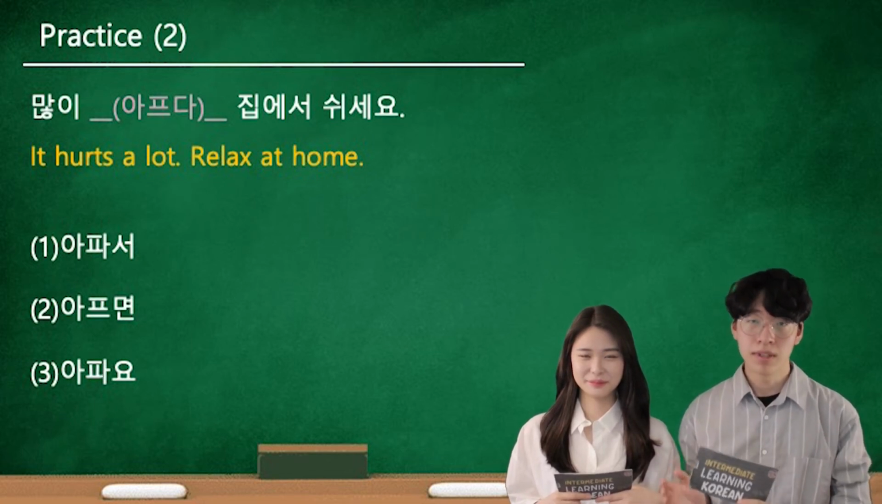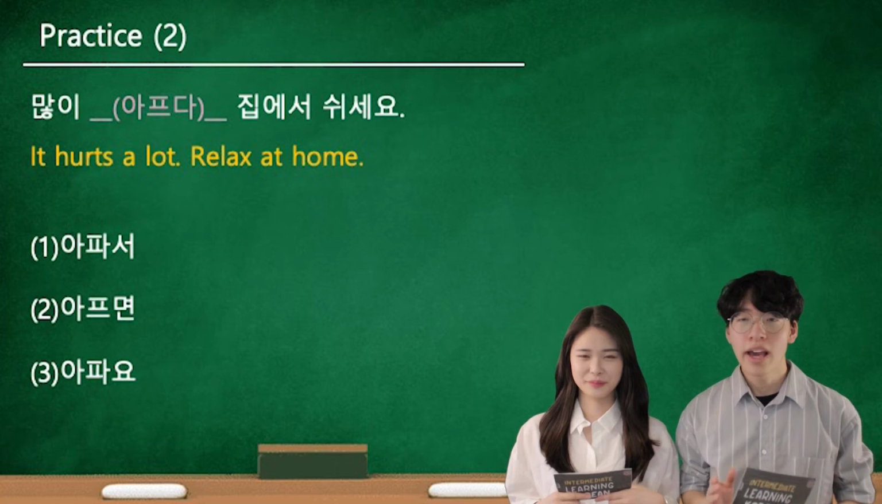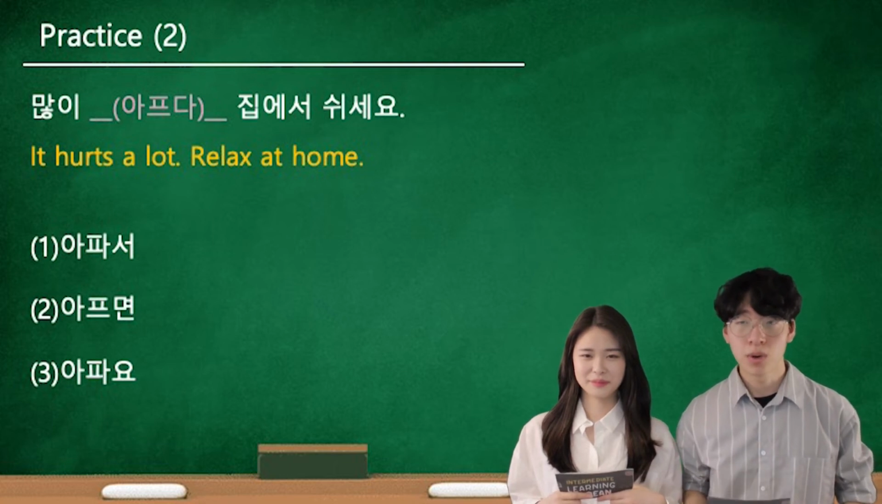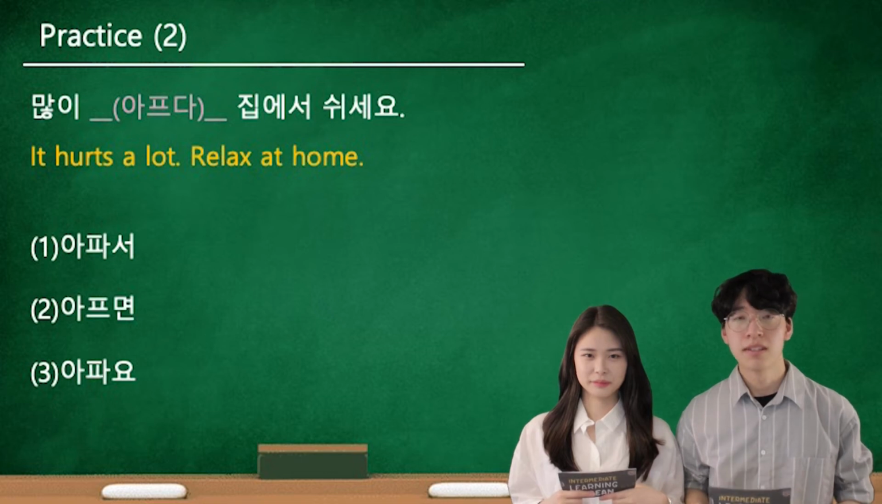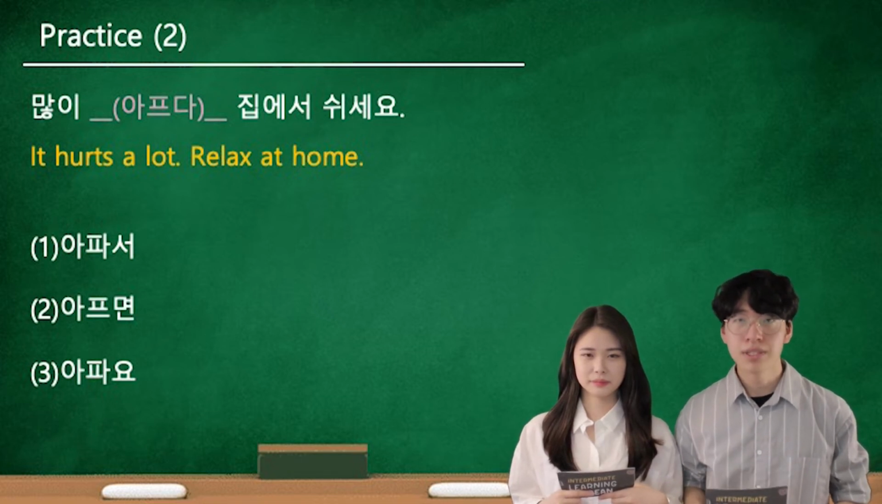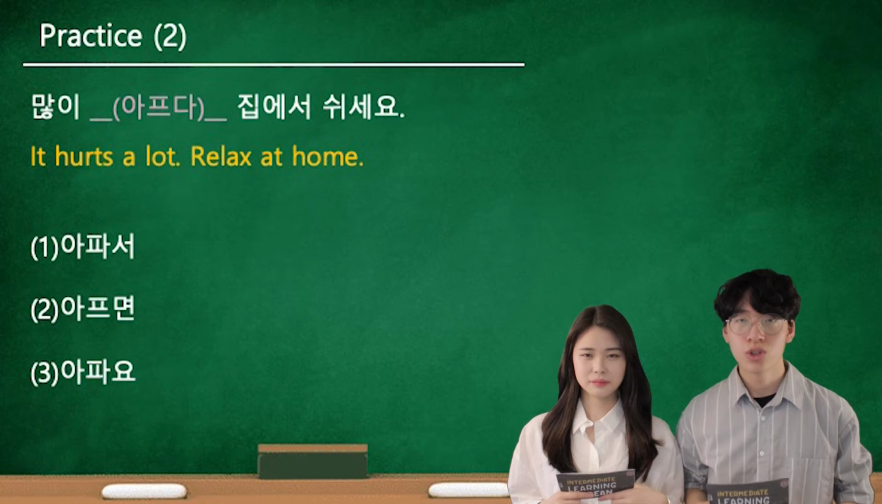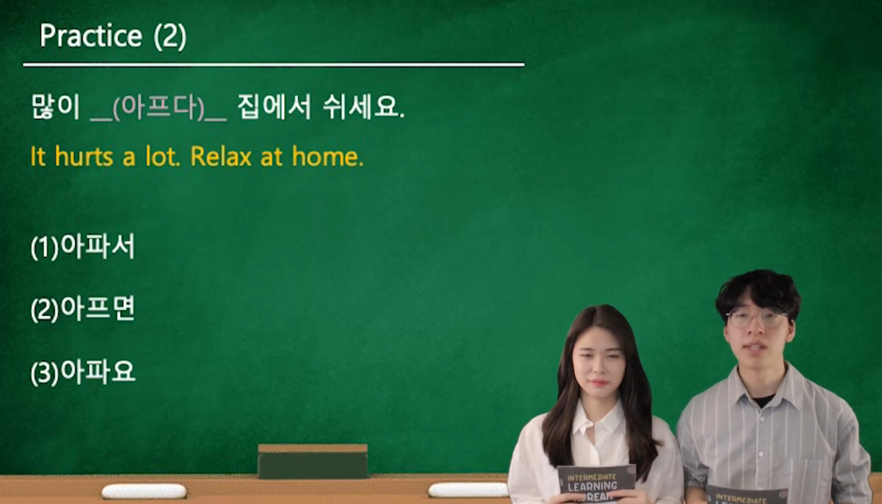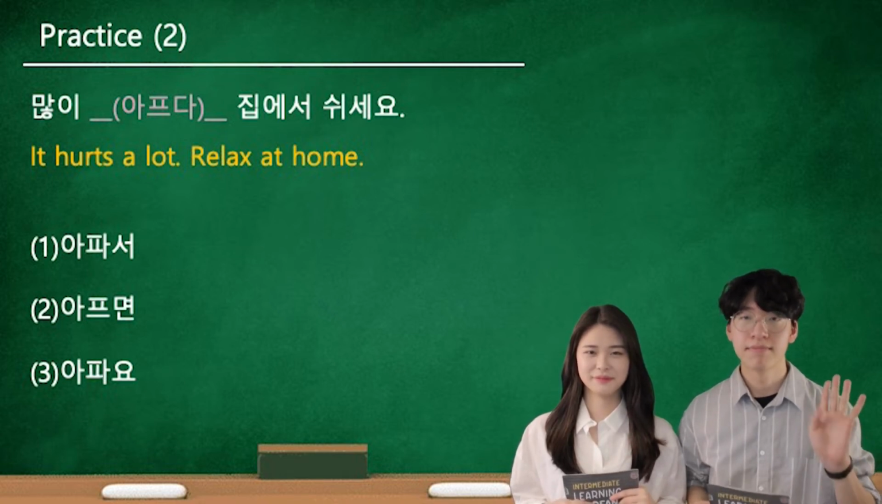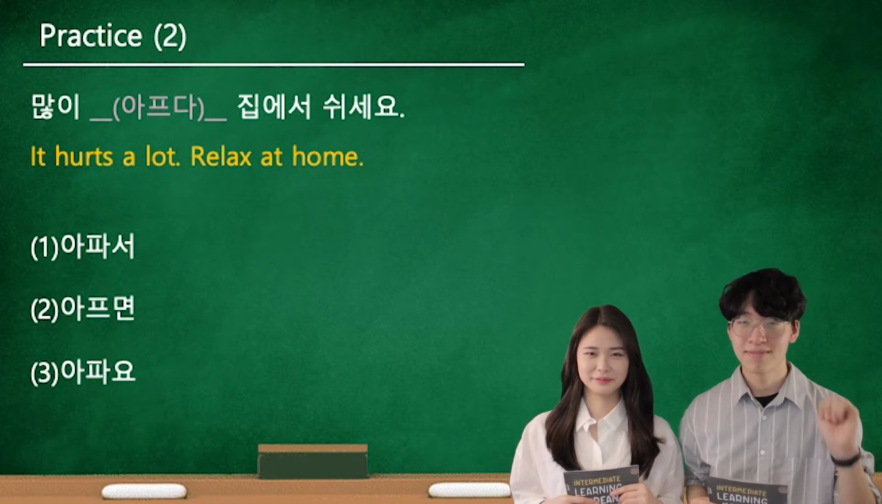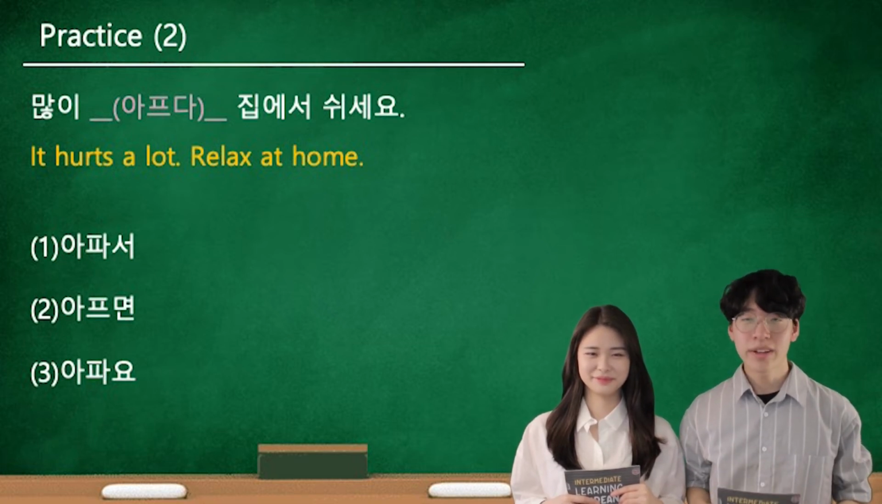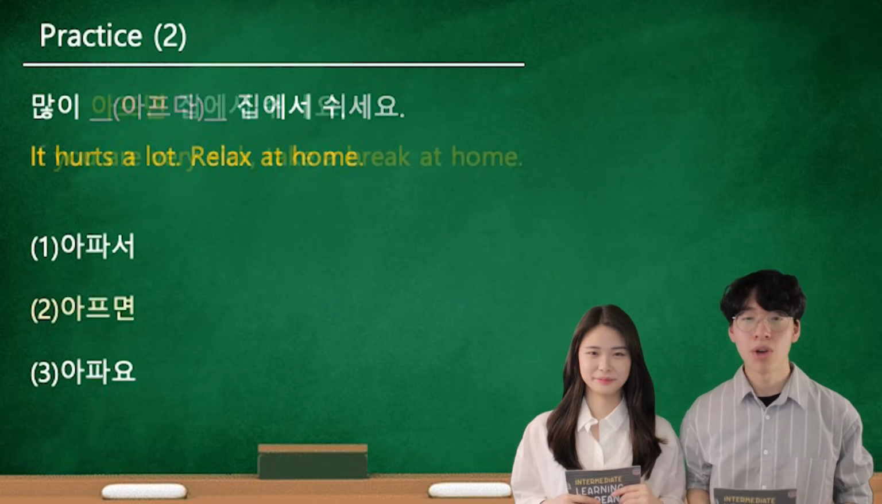Okay, this is the third problem. 시간이 있다. 여행을 가고 싶어요. What should we change 있다 to? I will give you 5 seconds. Yes, the correct answer is 있으면. The verb 있다 does have a final consonant, so 으면 is used to make 있으면.